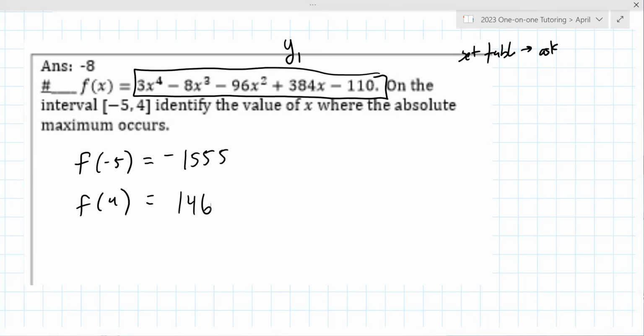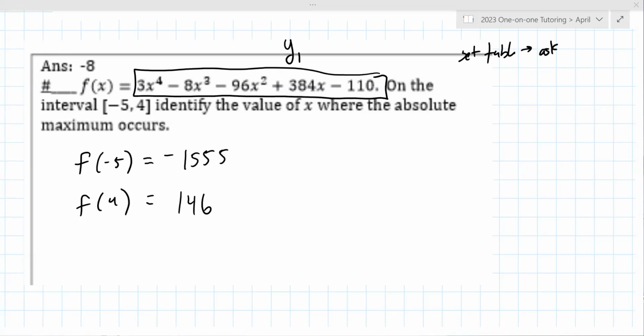x squared plus 384x minus 110. Looking pretty good here. Let me check it with the graph. For f of 4, I got 146. Okay, so we'll go with my values here. I'll double check those in a moment, but that's only the first part.